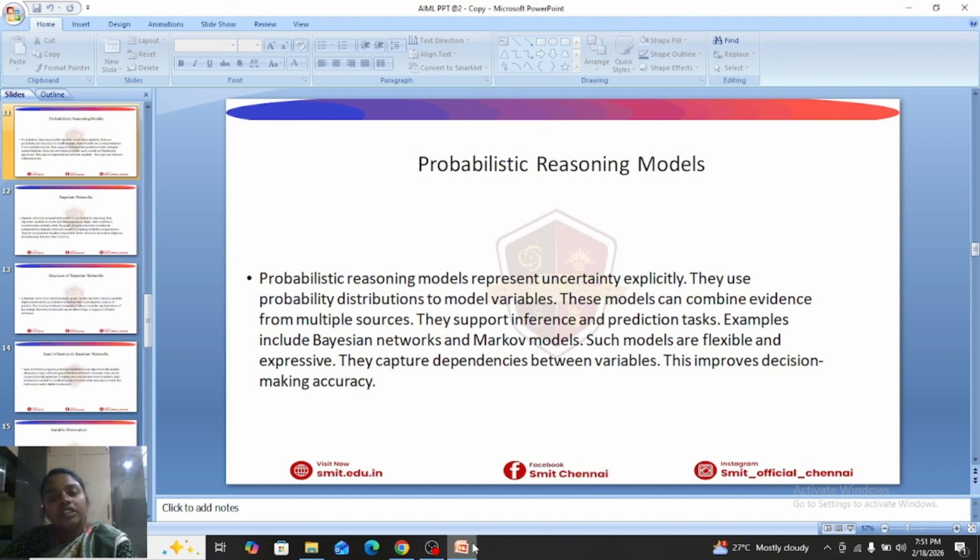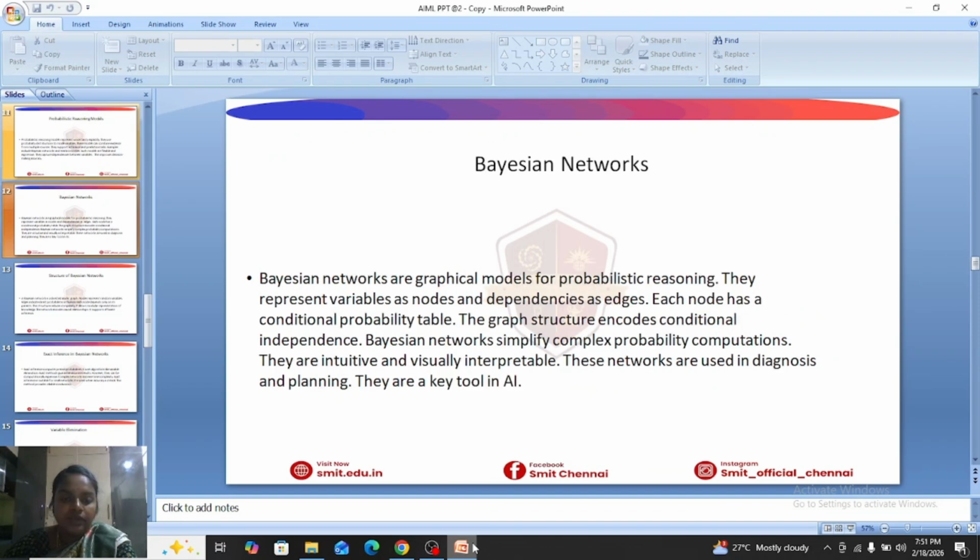Moving on to probabilistic reasoning. Models represent uncertainty explicitly. They use probability distributions to model variables. These models can combine evidence from multiple sources. They support inference and prediction tasks. Examples include Bayesian networks and Markov models. Such models are flexible and expressive. They capture dependencies between variables. This improves decision-making accuracy.